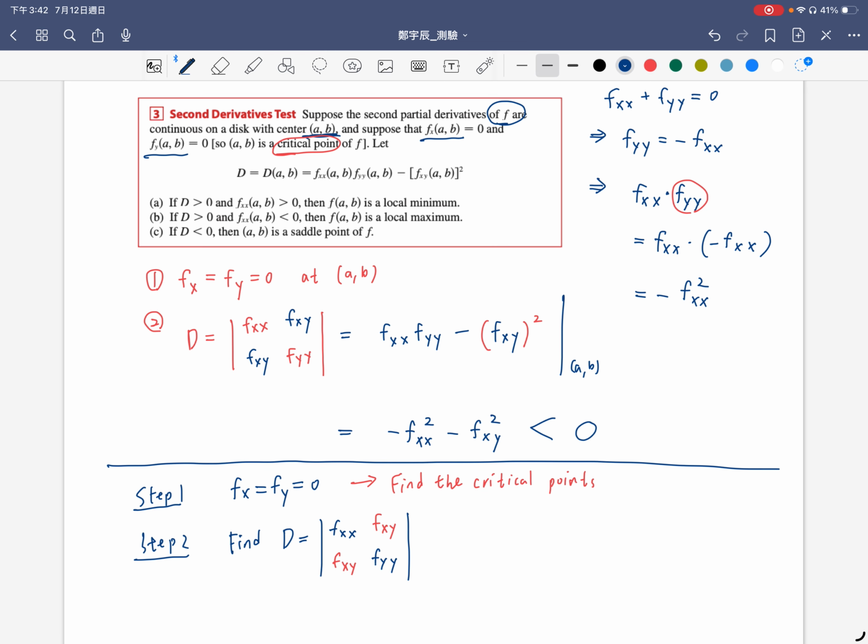In this situation, we realize that the determinant is always negative, and therefore, no matter which critical point you are at, it is always a saddle point. So it's always a saddle, with no maximum or minimum.